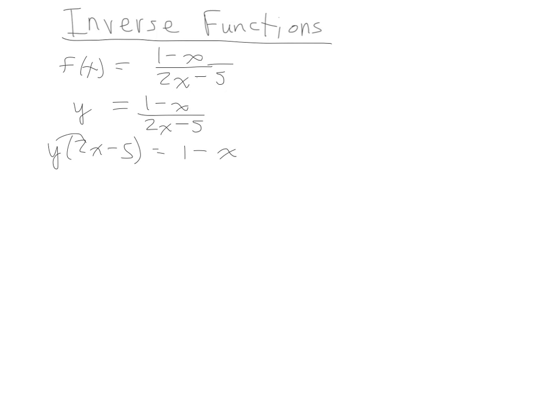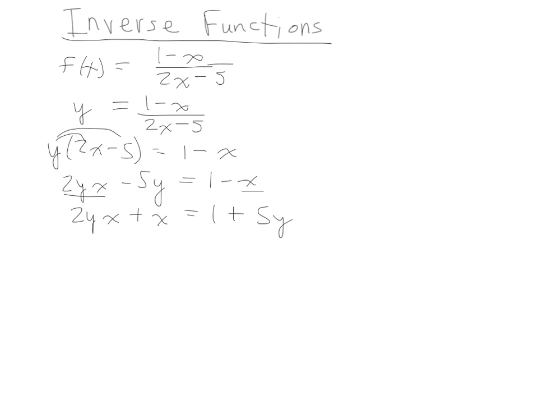Then I want to distribute my y, so I can get all terms that have an x in them on the same side. So 2yx minus 5y equals 1 minus x. Now I have a term on the left side with an x, and a term on the right with an x. I want to move them to the same side and move all other terms to the other side. So I'm going to move it to the left, add x to each side. So I have 2yx plus x. I'm going to then add the 5y to each side, 1 plus 5y. So it cancels negative 5y on the left and negative x on the right.